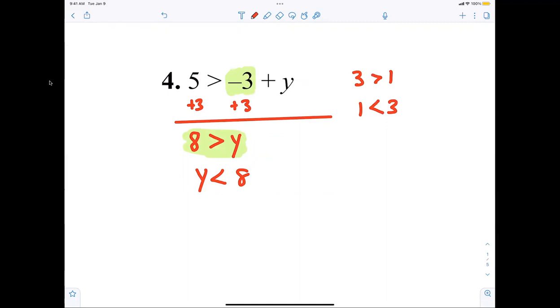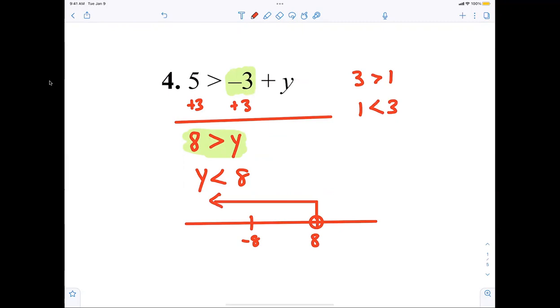All right, now we're going to graph it. Here we go. 8. Open circle at 8. Going in which direction? Right. Less than is where? Right side. Oh yeah, because it's switched. Yeah, because it's switched.